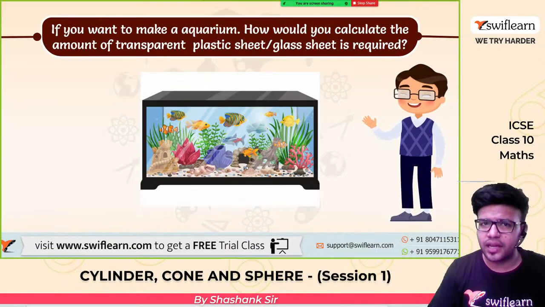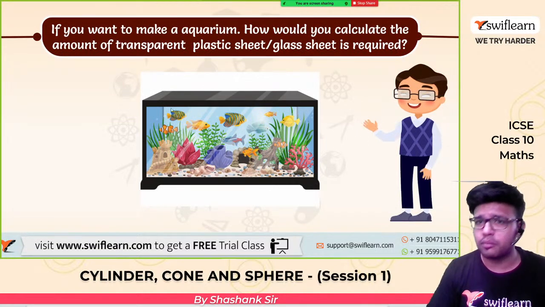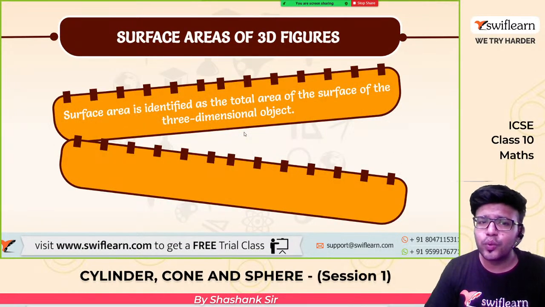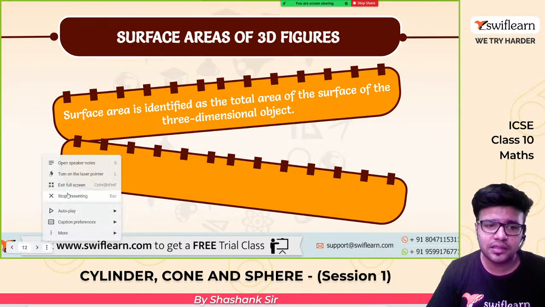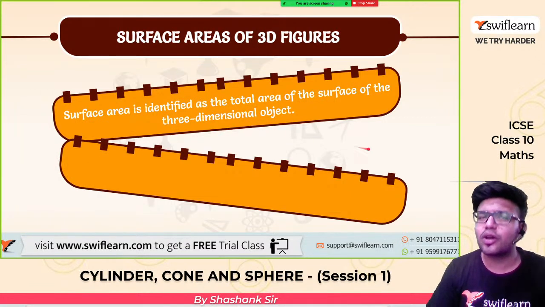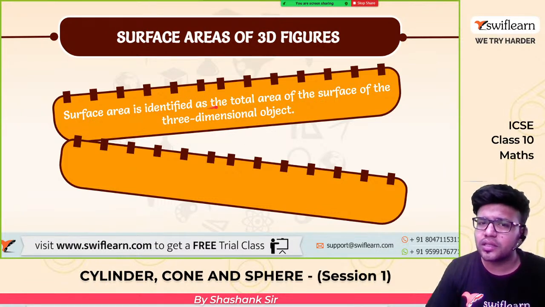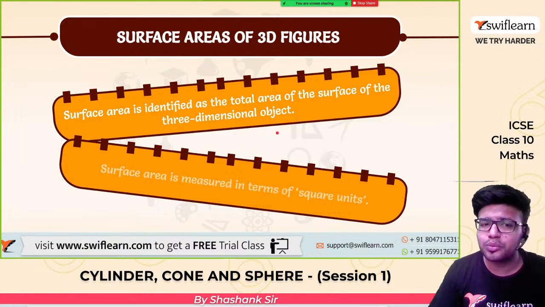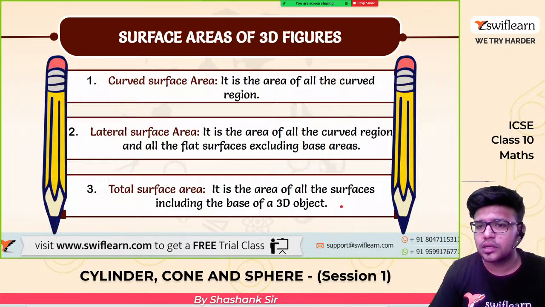So surface area, okay, if you want to make an aquarium, how would you calculate the amount of transparent plastic glass required? Okay, so you will find the surface area. Surface area is defined as the total area of the surface of the three-dimensional object. Surface area is measured in terms of square units.